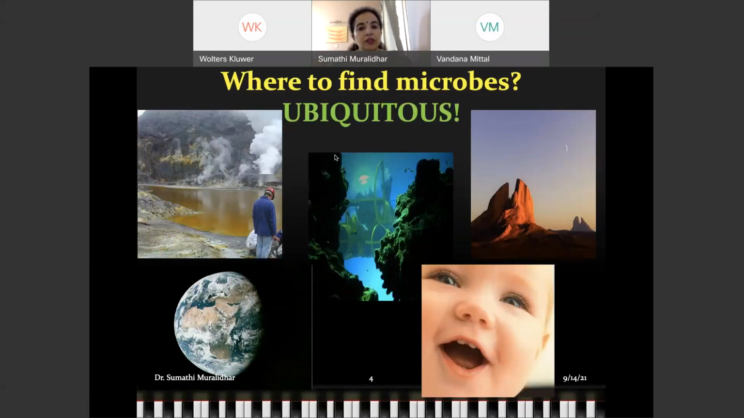And where do we find these microbes? They are ubiquitous. Ubiquitous means they are found everywhere. You go to the mountains, you will see different types of bacteria and other microorganisms. You go to the depths of the seas, you will see them. You go to the coldest places and the hottest places on the planet, and everywhere they are present. And also in human beings. Even in all of us, the oral cavity and the gut are full of bacteria and other microorganisms. You cannot escape the microbes from anywhere on this earth at least.